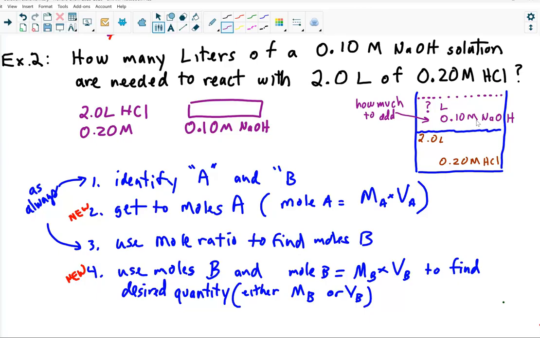You see what I'm trying to get at here? How much of this solution with this concentration do I need to add? Does that make sense? You have your 2 liters here, but we don't have grams here. We don't have a solid NaOH. We have a solution of NaOH. So we need to know how many liters of that solution, how many milliliters or whatever, we have to add to my HCl to make it the perfect amount.